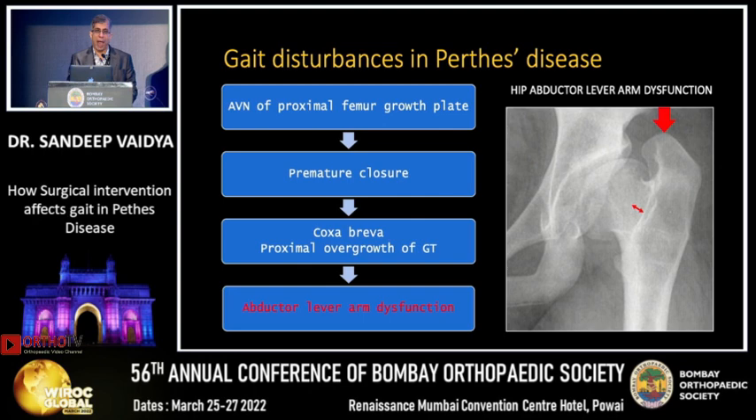Also, you have AVN of the proximal femur growth plate, due to which the growth plate closes prematurely. This in turn leads to coxa vara, that is a short femoral neck. Also, there is a relative proximal overgrowth of the greater trochanter. This leads to hip abductor lever arm dysfunction, which leads to Trendelenburg gait.